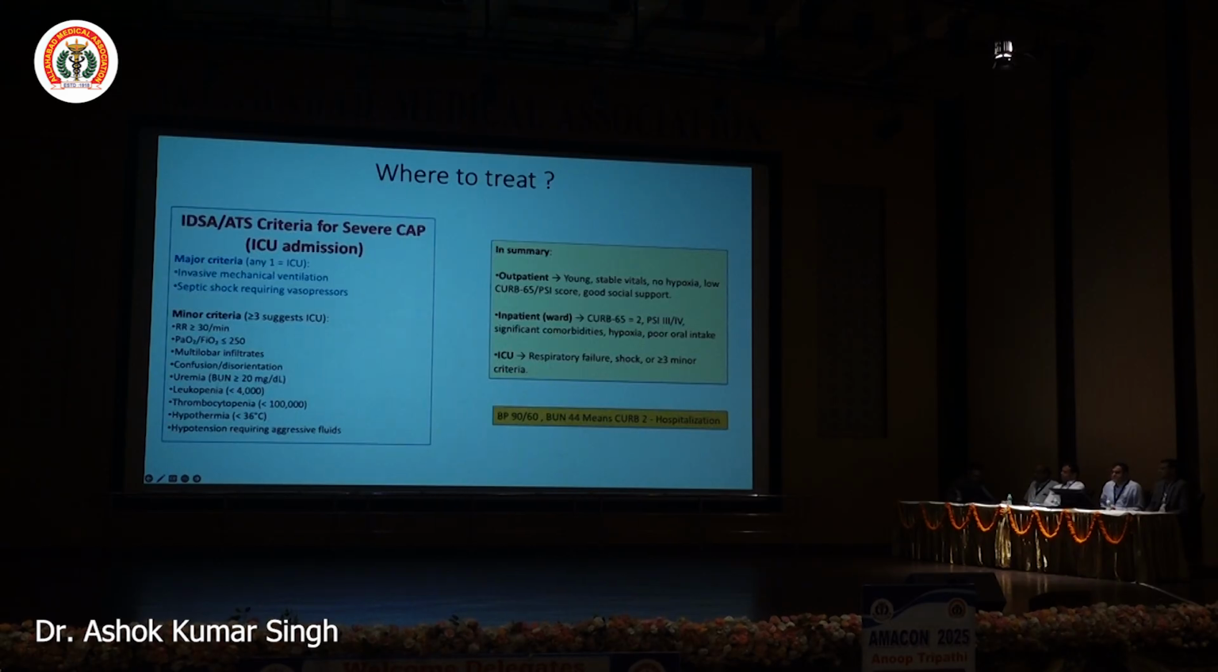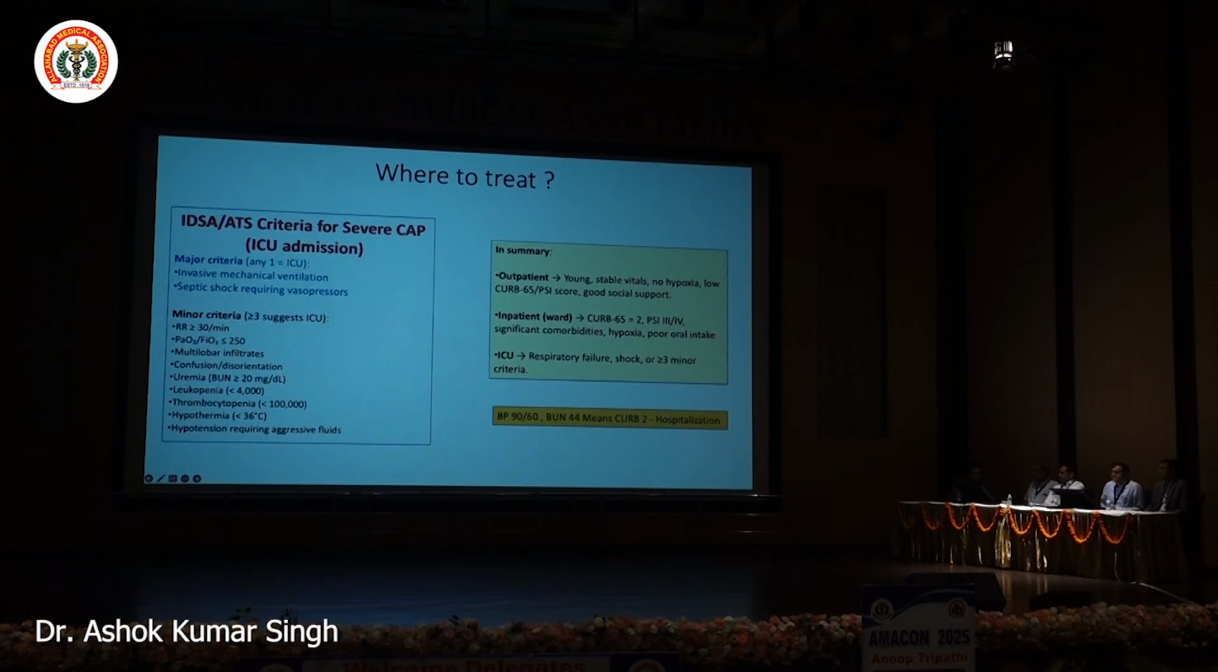And another criterion is the pneumonia severity score, although it is a very lengthy process, but it is more accurate. In practical life, we are using only CURB-65 for evaluation of the patient and to decide where we should manage this patient, whether in OPD, or should be hospitalized, or should be admitted in ICU.